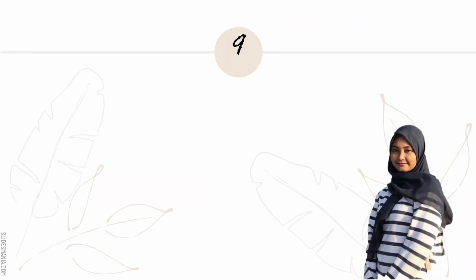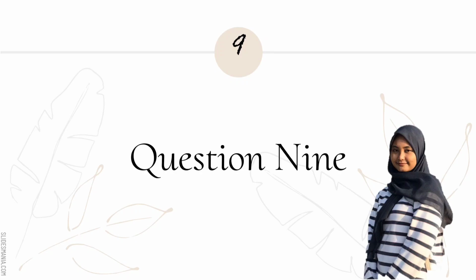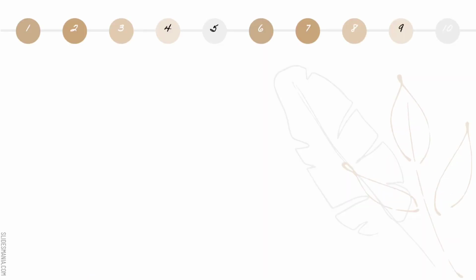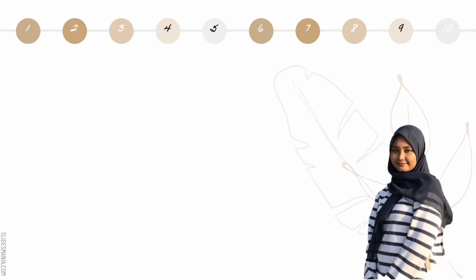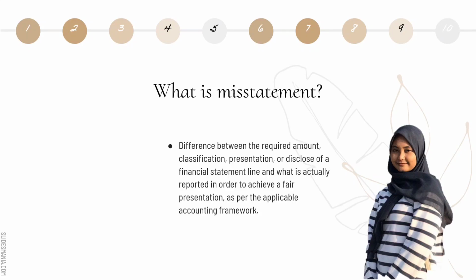The last question, which is question 9, possible misstatement. Before we go further, we need to know what a misstatement is. In an audit, a misstatement is the difference between actual financial statement items prepared by the client and those required by applicable accounting standards. In this case, misstatements arise from the transactions or balances of the company's accounts which are not in accordance with applicable accounting standards.